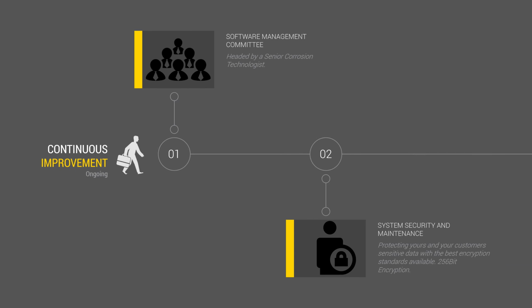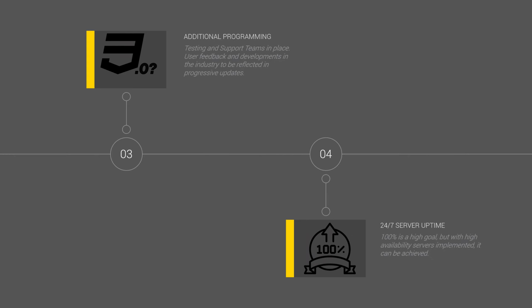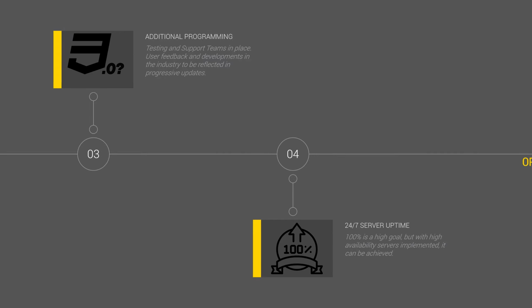Maintaining continuous improvement. Our software management committee is now headed by a senior corrosion technologist, protecting yours and your customers' sensitive data with the very best encryption standards available, 256-bit encryption. Additional programming. Our testing and support teams are already in place, but user feedback and developments in the industry will always be reflected in progressive updates. 24/7 server uptime. 100% is a high goal, but with high availability servers implemented, it can be achieved.